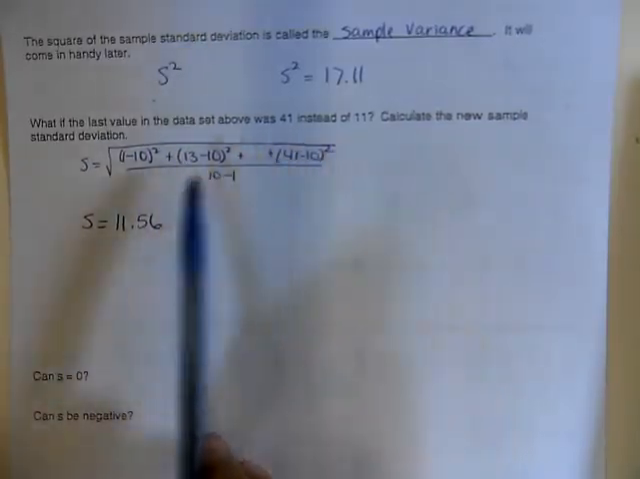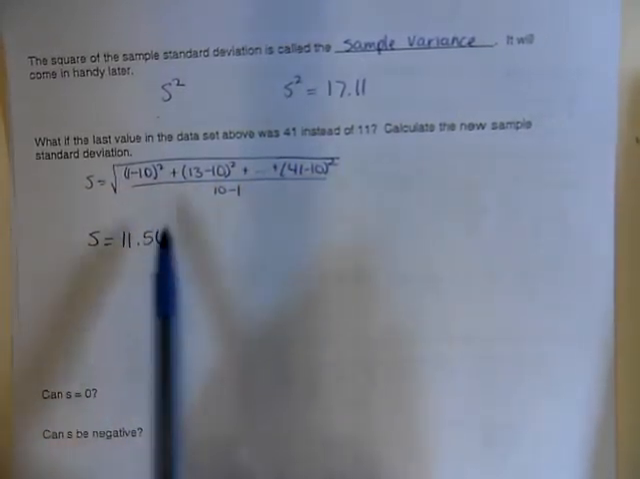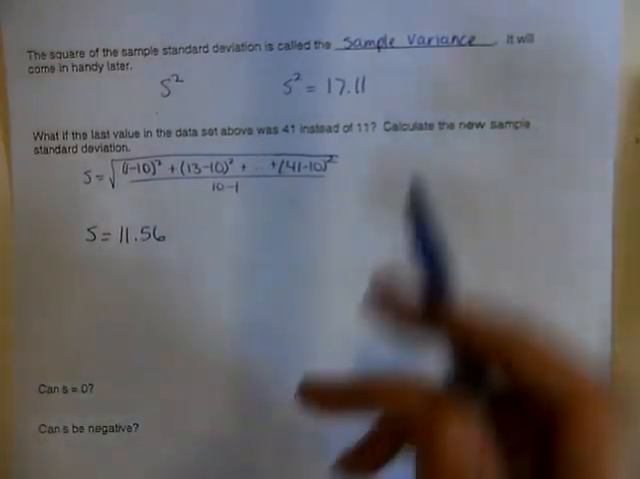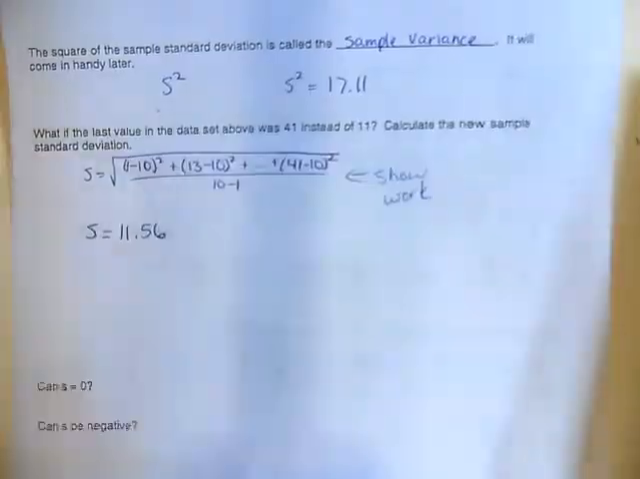Now on your quizzes and your tests, I need to see the formula. But I'm okay with just like this. You put the first couple ones in and then give me the answer. But I do need to see the formula. So if I tell you to show work, this is what I want.